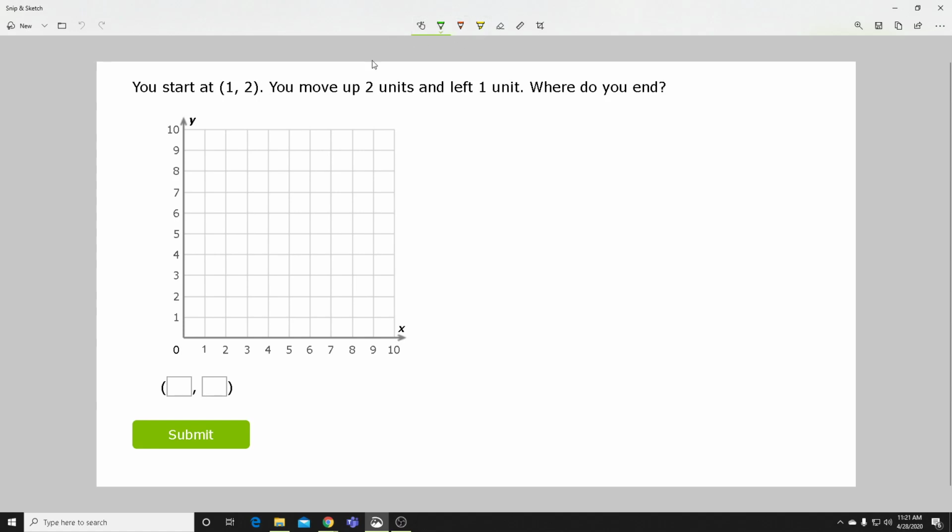Alright, so now we're starting at 1, 2. So we look for x and y. So we look for when x is 1 and y is 2. So x is 1 here, y is 2 here. So we're starting off here. Then we're moving up by 2 units. So we're going up 1, up 2, to right here.